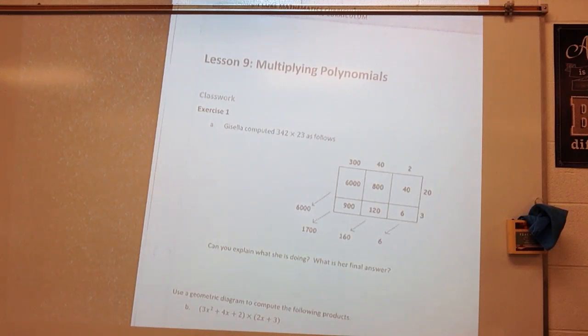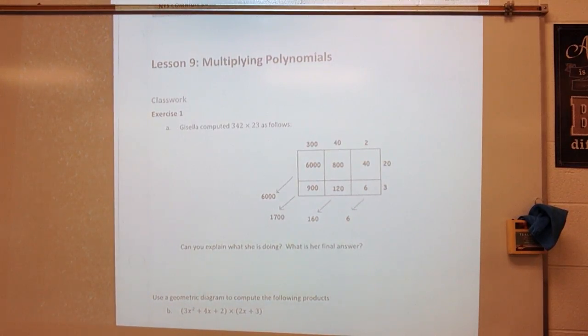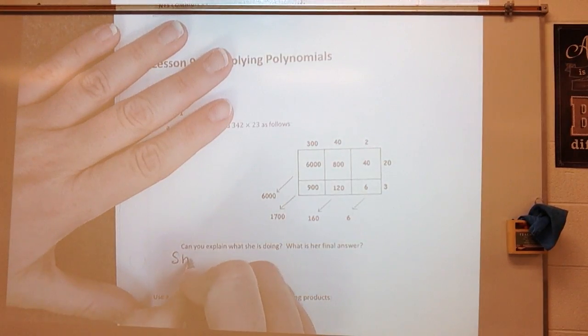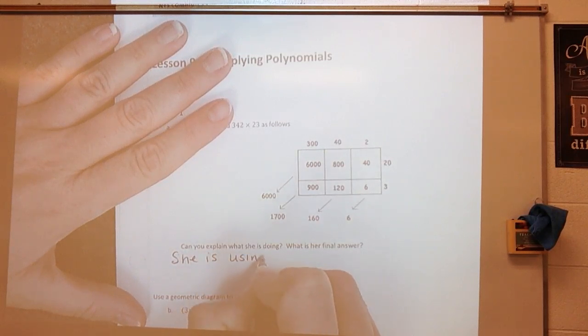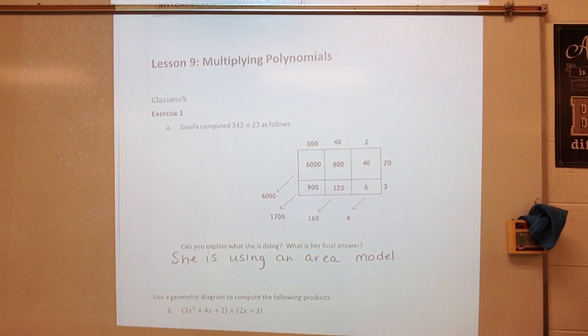Giselle computed 342 times 23 as follows. Pay attention to what she did here. Can you explain what she is doing? What is her final answer? Well, this should be something that looks familiar to you. We've used these. What did she use here? She is using an area model here. She is finding the area of each rectangle and then adding them together.